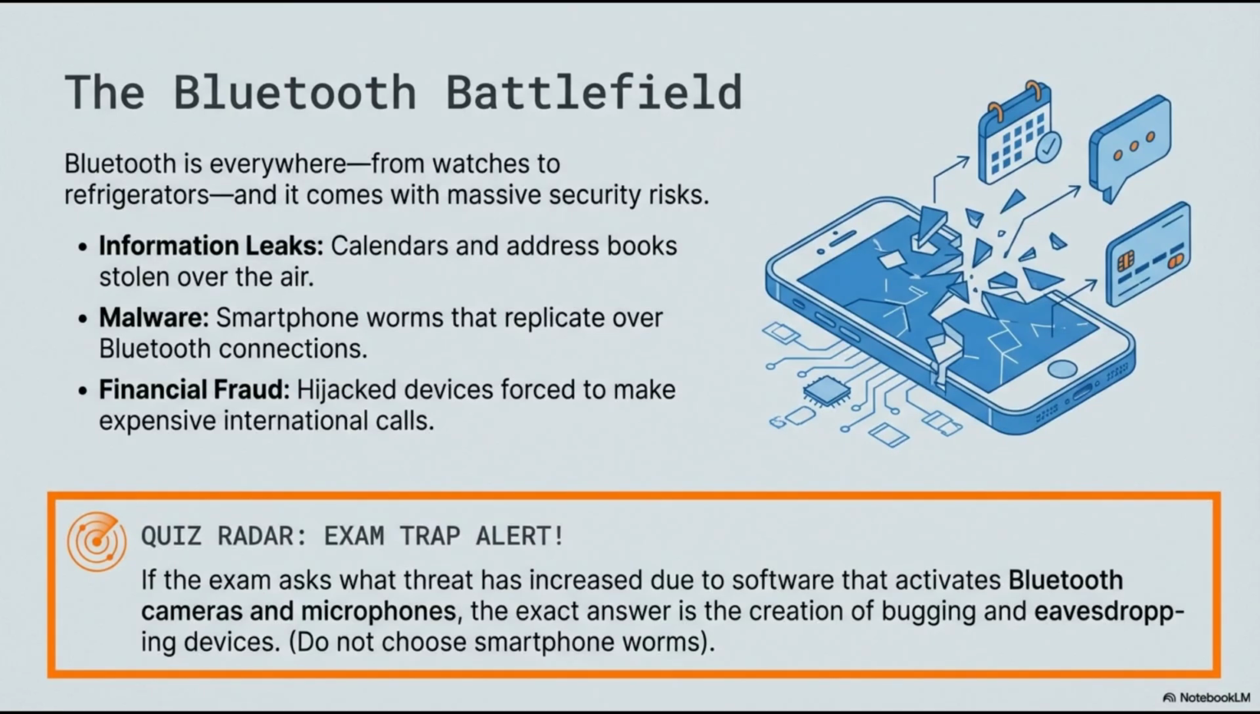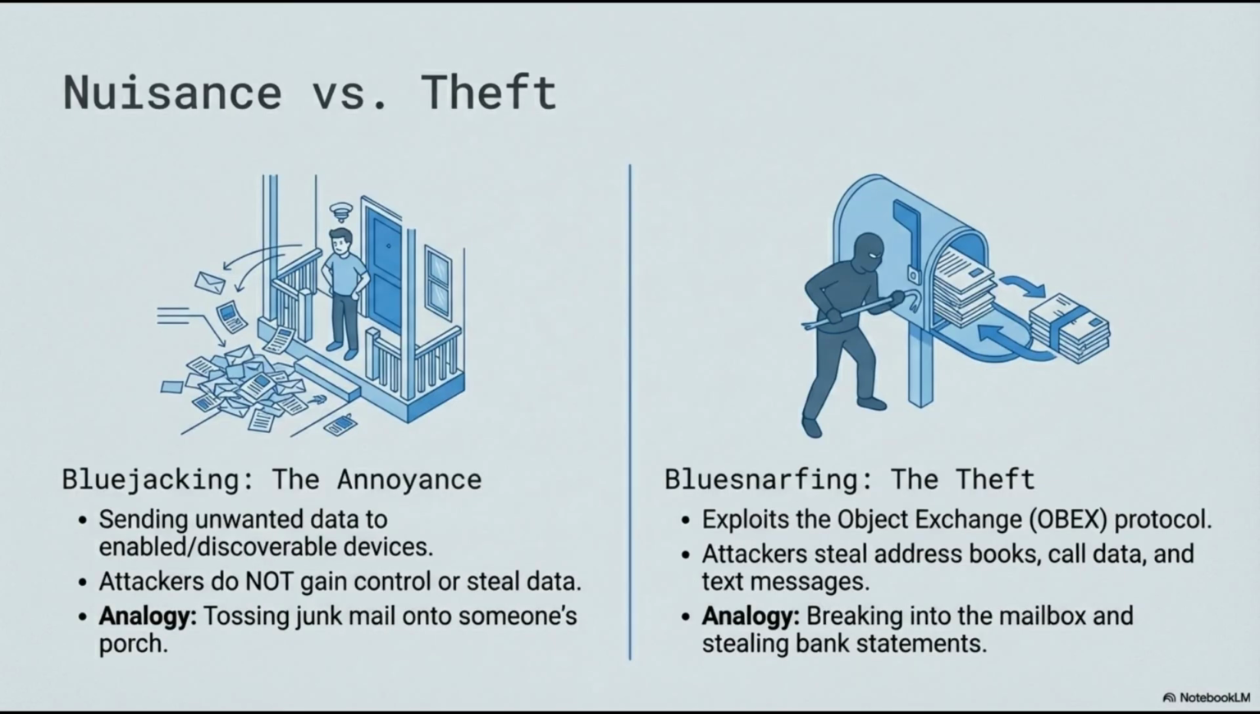Moving along to slide 3, titled Nuisance versus Theft. Okay, the test makers love to throw these blue terms at you. Let's untangle bluejacking and bluesnarfing. This is a classic point of confusion. Right, so think of bluejacking as the annoyance. It's sending unwanted data to an enabled or discoverable device. The attackers do not gain control, and they cannot steal your data. My favorite analogy here, it's like a prankster tossing a bunch of junk mail onto your front porch. Annoying, yes. A breach of your personal files? No.